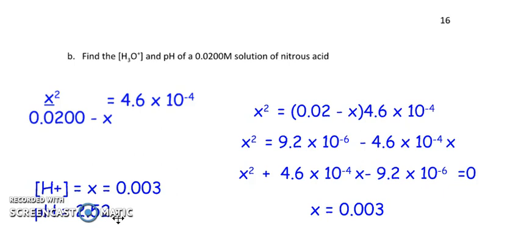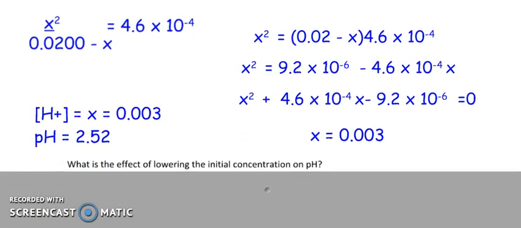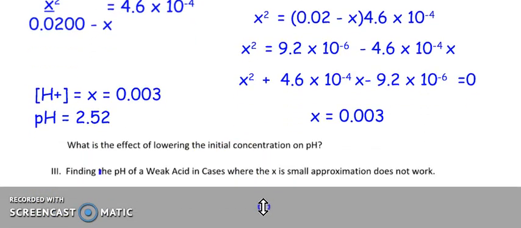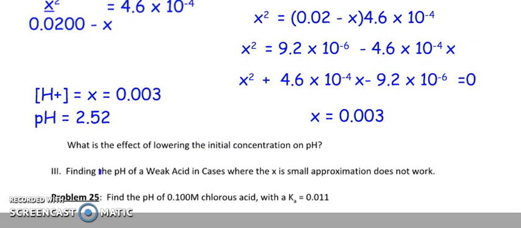So what two things really will determine the pH of a solution is your Ka, the strength of your acid, and your initial concentration of that acid. And I think I just answered what's the effect of lowering the initial concentration? Your pH goes up.